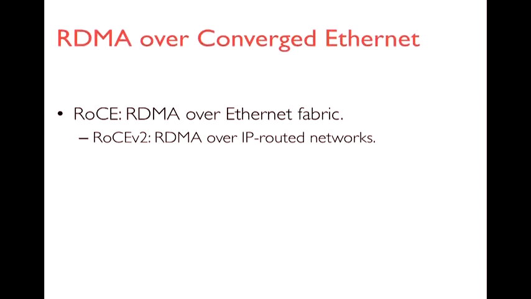Then when people realized the need for doing RDMA in data centers, they decided to deploy RDMA over the commodity Ethernet fabric. And this led to the introduction of RoCE, or RDMA over Converged Ethernet, that allowed us to run RDMA over the Ethernet fabric. And this was soon followed by RoCE v2 that allowed us to run RDMA over IP routed networks.